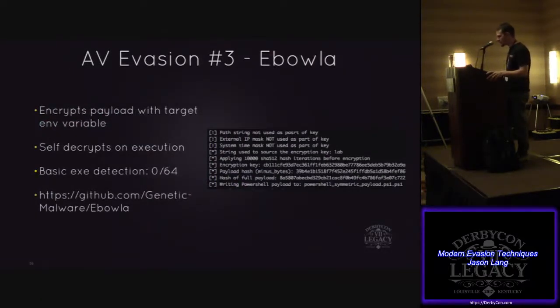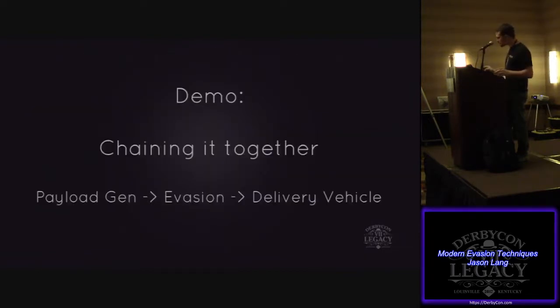And then, last AV evasion tool, number 3, is Ebowla, which I'm a huge fan of, because of how it works. If you've never used Ebowla in an engagement, you really, really should. It encrypts the payload with a target environment variable, also called environmental keying, if I remember correctly. And then it self-decrypts upon execution. And what's awesome about that is that I can pick the environment variable that I want to encrypt the payload with. So for example, I can specify a user ID, I can specify a domain, I can specify a machine name, and then it will use those strings in an attempt to do its own brute force decryption once it actually lands on the target.